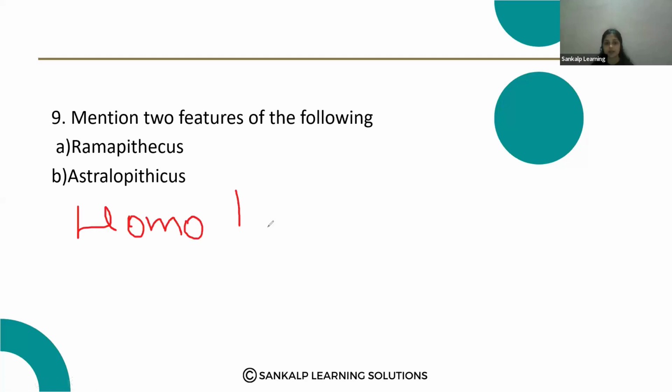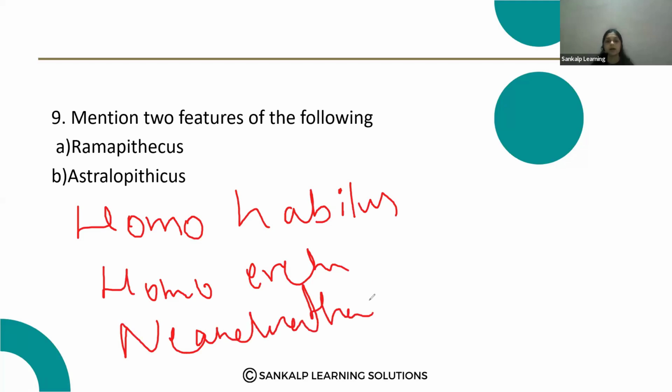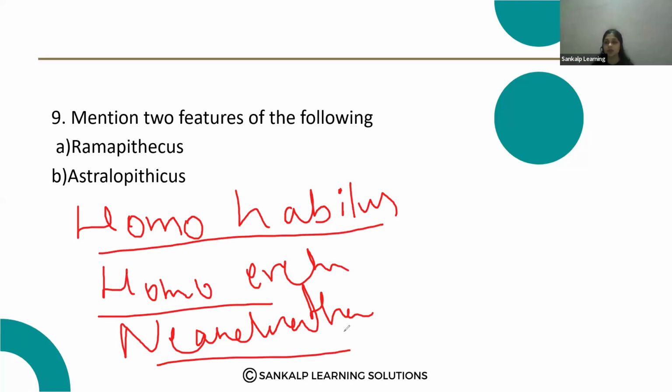So I'm giving the example: Homo habilis, Homo erectus, Neanderthal man can be asked. So you have to practice the features of all these humans, the human evolution steps. Practice all the features. Here I have taken Ramapithecus and Australopithecus.